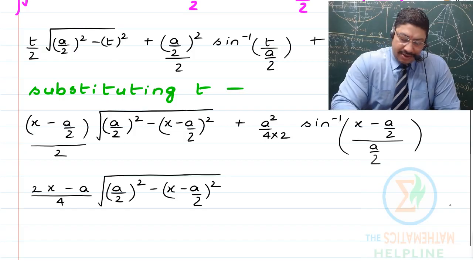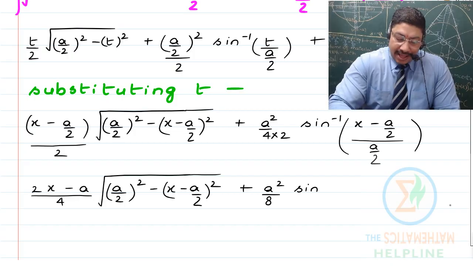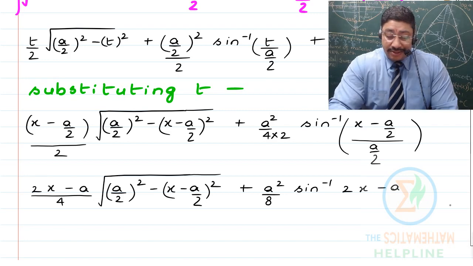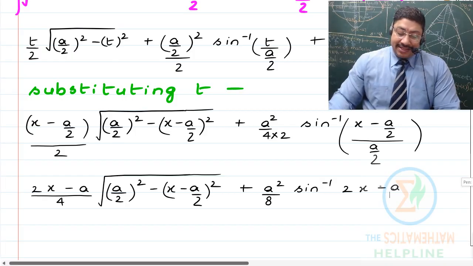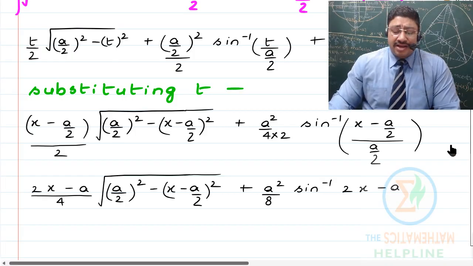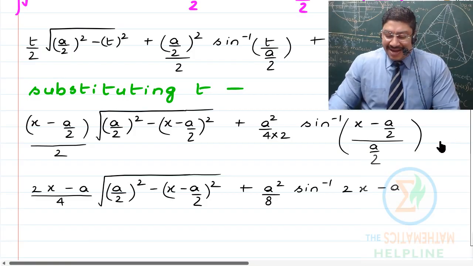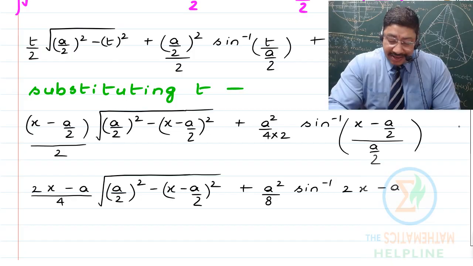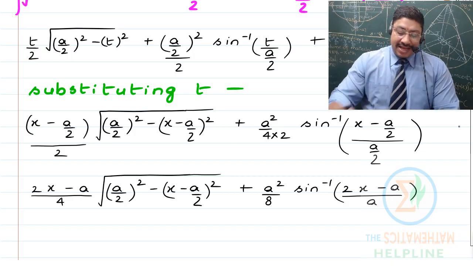Okay, so to this now is added a square upon 8, multiplied with sine inverse of, again here we can do the simplification a little, that is 2x minus a, divided by 2 as the LCM, and then further we have a upon 2 in the denominator. So this 2, as it is in the denominator of the denominator, is going to reciprocate and come above. And 2 and 2 will get cancelled. As such, a will only be left in the denominator. So we will now have 2x minus a divided by a, to be the fraction whose sine inverse we are trying to find out.